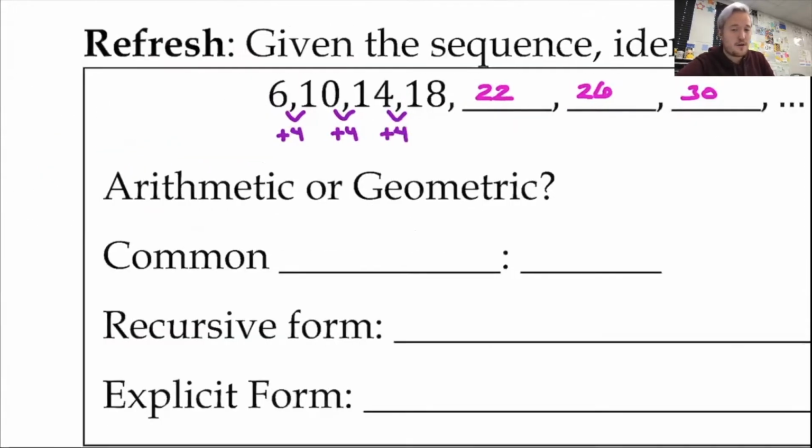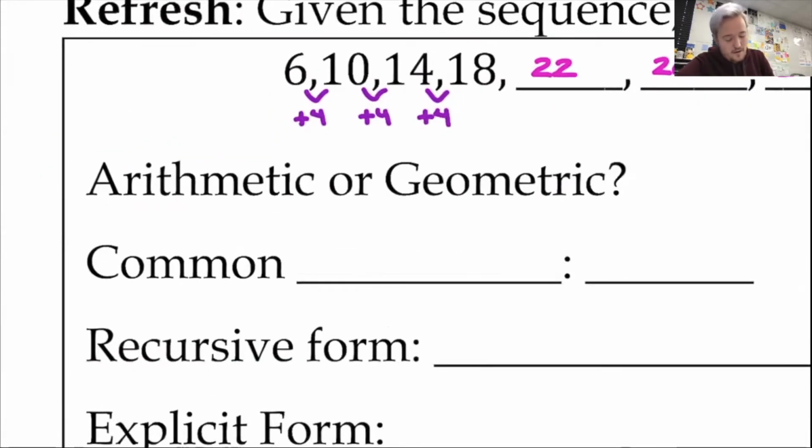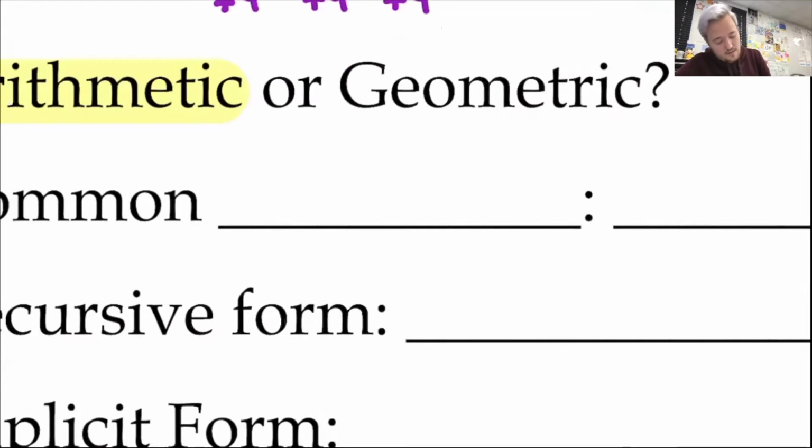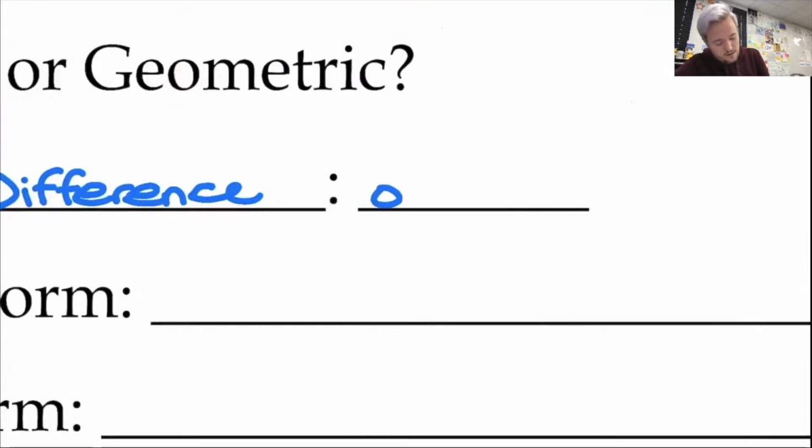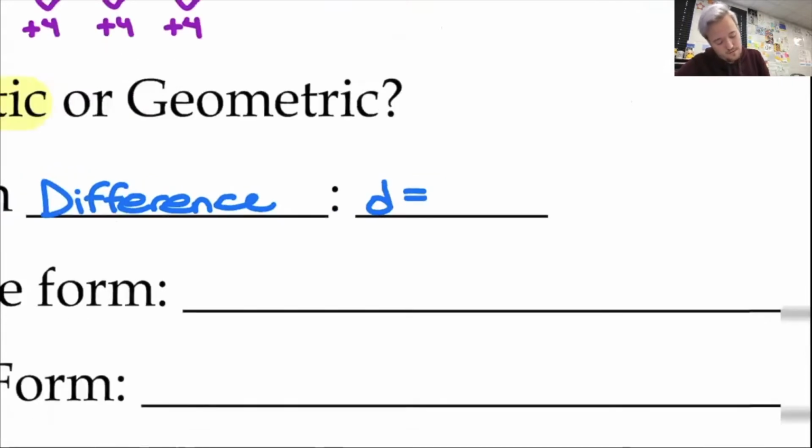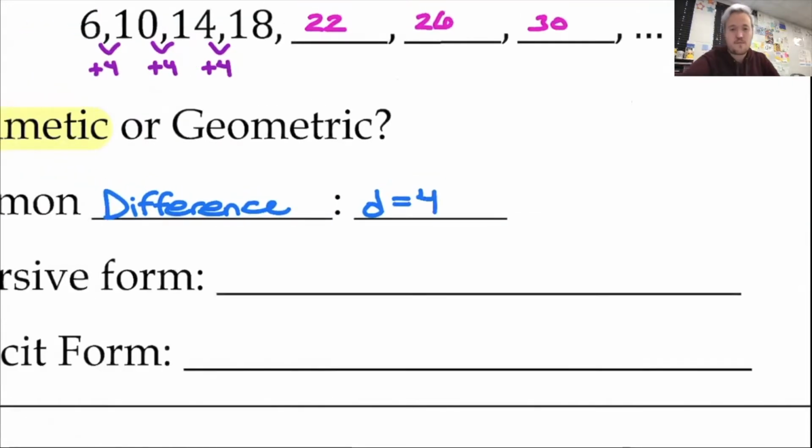All right, so because we are adding, we are going to be looking at an arithmetic sequence. In an arithmetic sequence, that means we have a common difference. And a common difference implies we're going to have a d value equal to that change, which is 4.